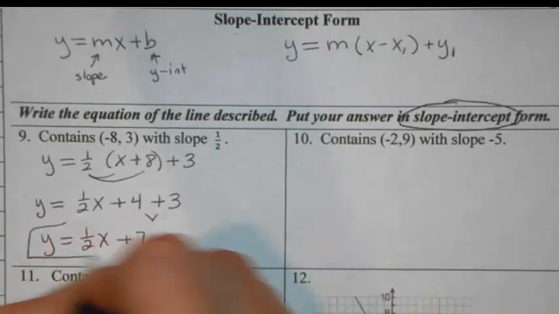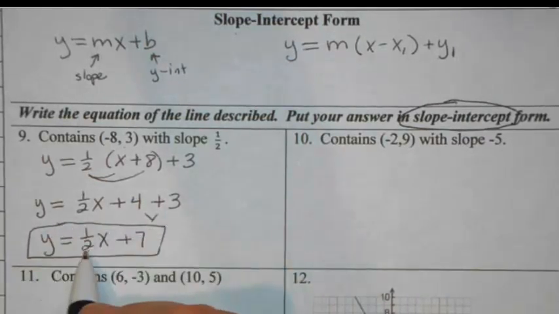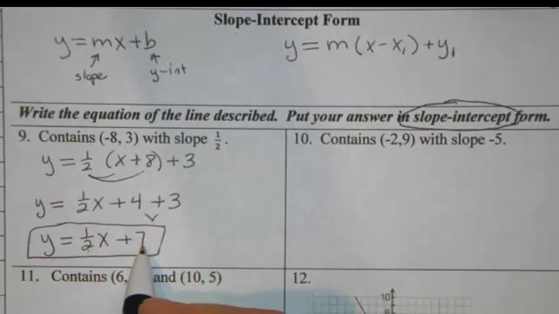So this is the slope-intercept form. You can see the slope is still 1/2, but the y-intercept, if we needed it on a graph or something, would be 7. Okay, new example.